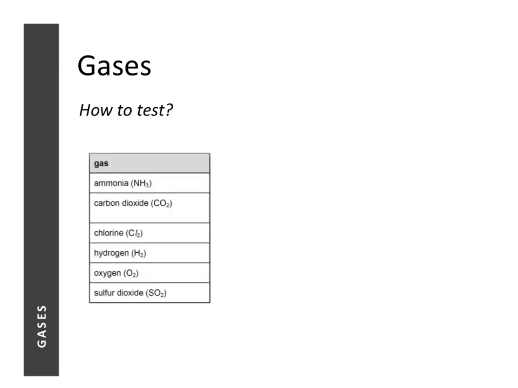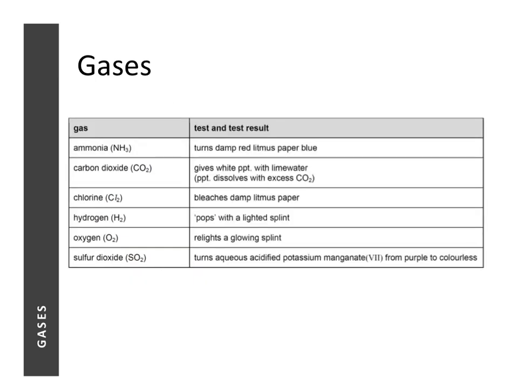There are six gases that we need to learn in the syllabus, and they are shown in the table below. Now, this is an overview of the tests and observations for the six gases that are in the syllabus. But again, don't worry, we'll go through the gases one at a time, as well as looking at the tests and observations for each gas. We will also have to remember the color, if any, and smell, if any, for each gas.